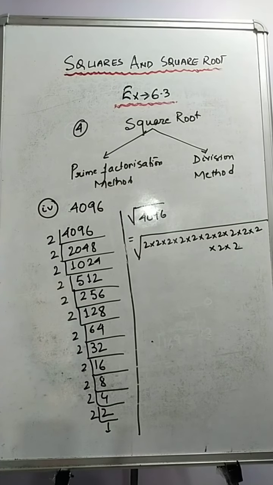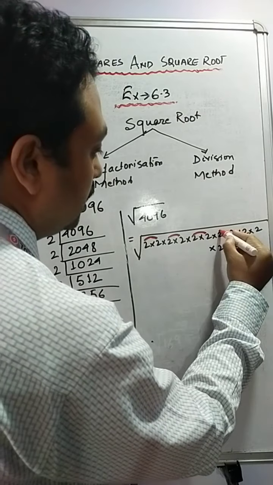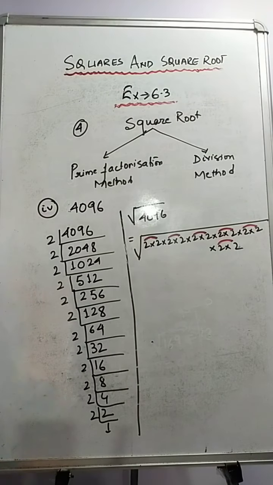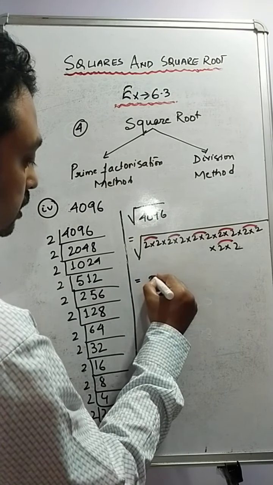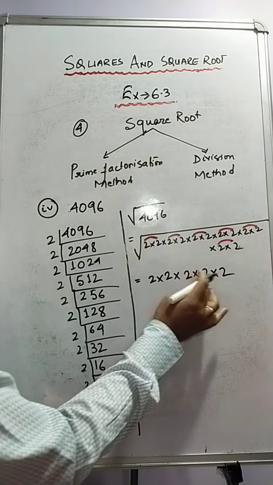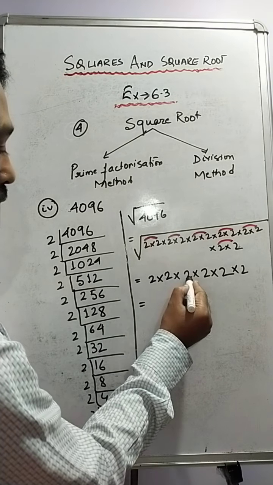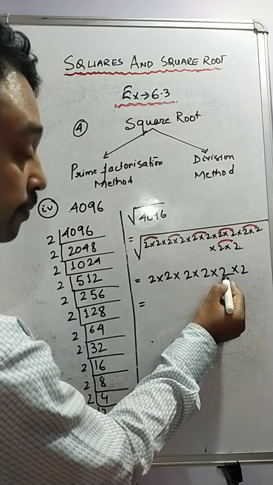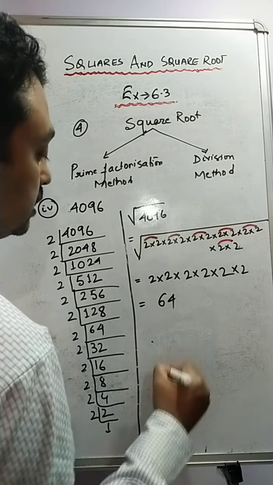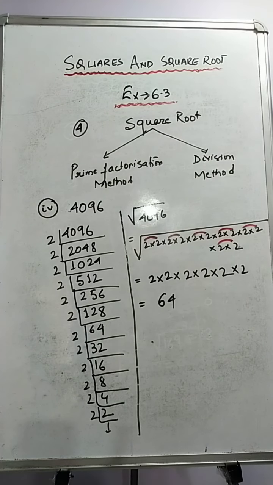Fine. So now what do we have to make? We have to make pairs. So many pairs. 6 pairs are there. And for each pair, what do we have to do? Yes, we have to take a single 2. So 2 into 2 into 2 into 2 into 2, 1, 2, 3, 4, 5 and another one. Because 6 pairs are there, so six 2s will come. So 2 twos are 4, 4 twos are 8, 8 twos are 16, 16 twos are 32 and 32 twos are 64. So 64 into 64 will give you 4096.